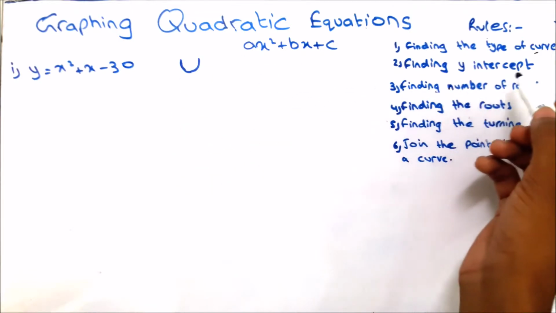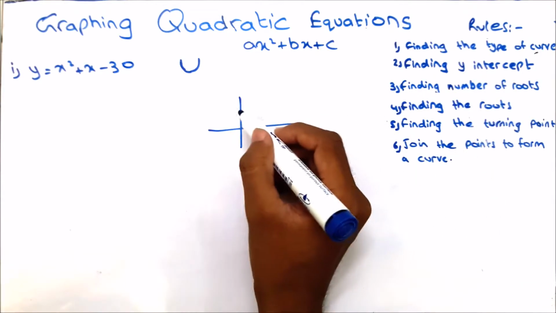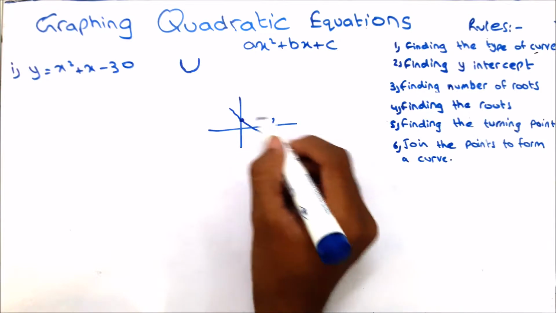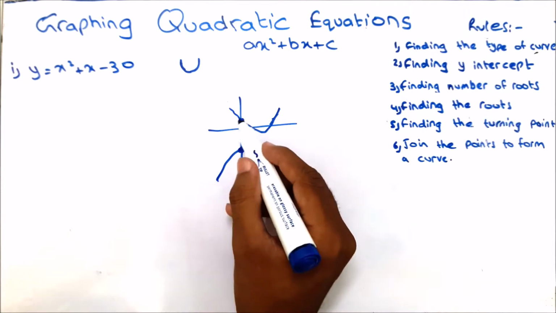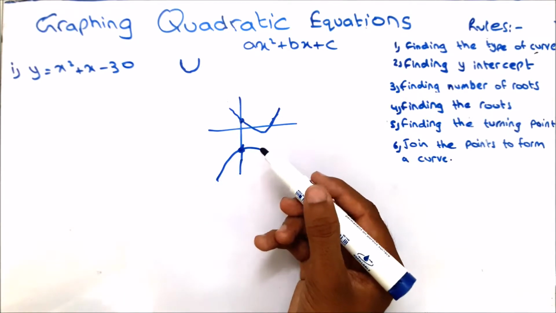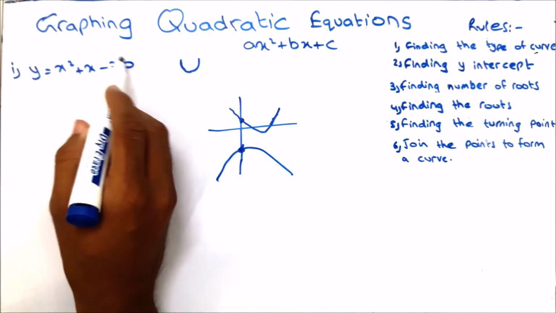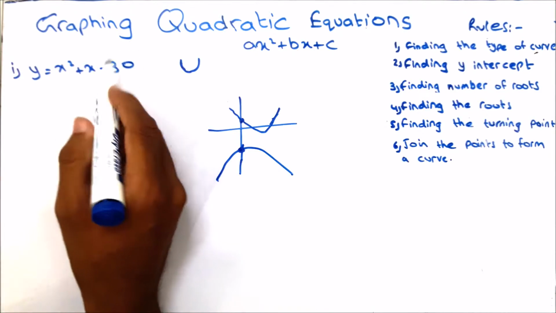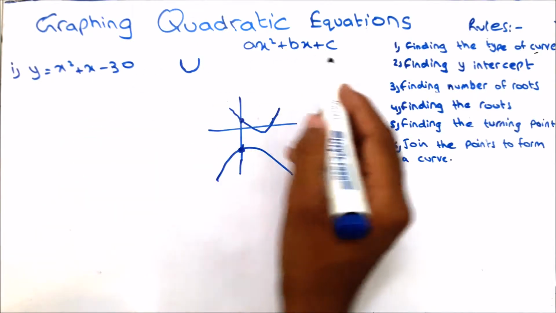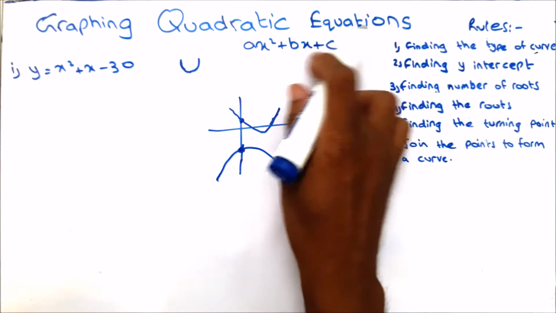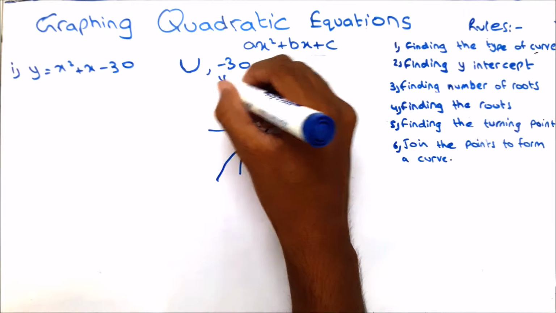Next step is finding the y-intercept. The y-intercept is the point on the graph where our curve intersects the y-axis. This point. I just draw this curve, or if a curve is like this, that's the y-intercept. We can find it by putting x equal to 0. Whenever we put x equal to 0, we are left with the constant term. Whatever our constant term is, that is our y-intercept. This last term, this c, is our y-intercept. Now we know our c is minus 30. That's the y-intercept.